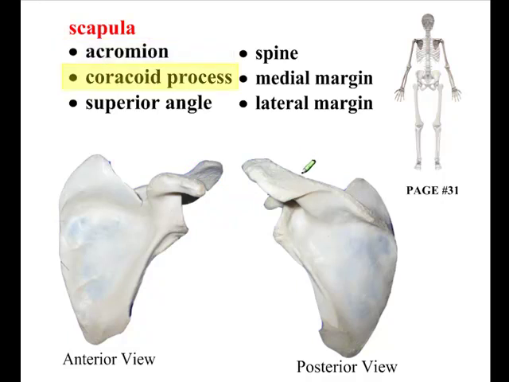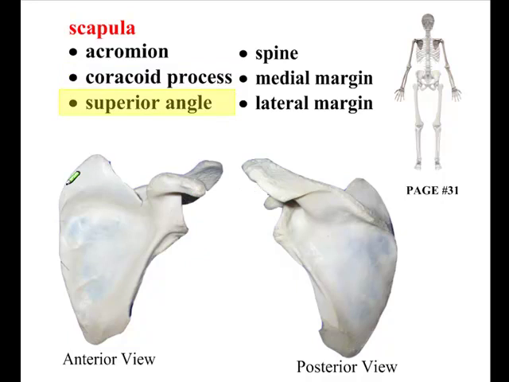Next we have the coracoid process, which can really be seen best on the anterior view. And that's this large finger-like projection here, which forms the front part of the bony shoulder. And the purpose of the coracoid process is to give a strong, solid attachment point for some of the stronger muscles of the arm and muscles of the chest.